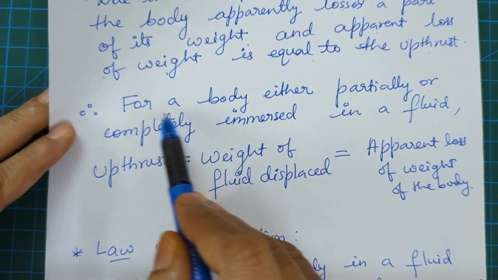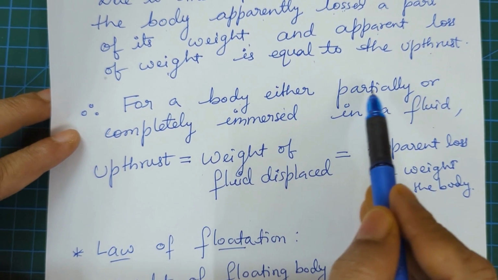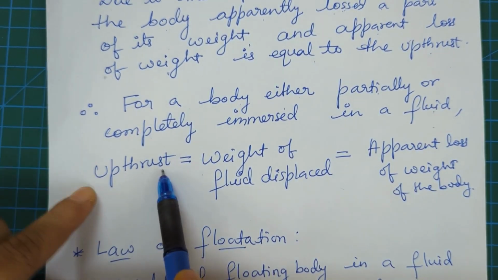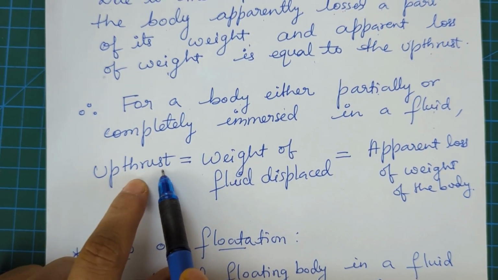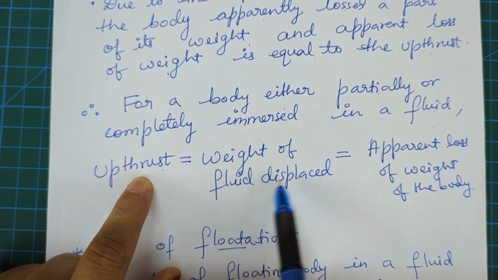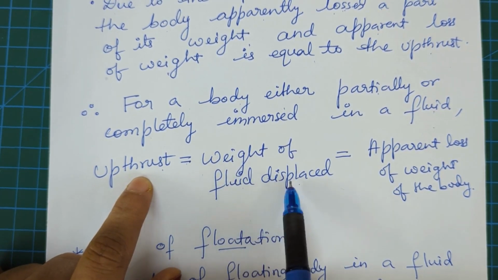Now, by Archimedes' principle, the concluding statement: for a body either partially or completely immersed in a fluid, there is an upward thrust. How to calculate the upward thrust? Upward thrust is equal to the weight of the fluid displaced, not volume, weight. So we can find weight of a fluid displaced also.